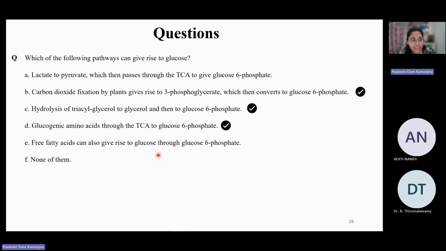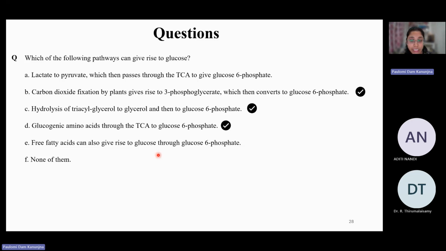Right. B also, I think someone got it right. So carbon dioxide fixation by plants gives rise to 3-phosphoglycerate, which can be converted to glucose 6-phosphate, and we have seen this already. And this cycle is called Calvin cycle. Okay. Third one is hydrolysis of TAG to glycerol, and glycerol then to glucose 6-phosphate, which is possible. D, glucogenic amino acid through the TCA, which can again give rise to glucose 6-phosphate. This is via intermediates like oxaloacetate that we will do in the coming slides quickly.